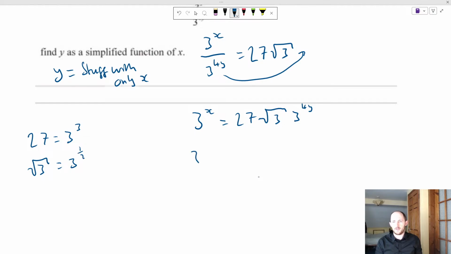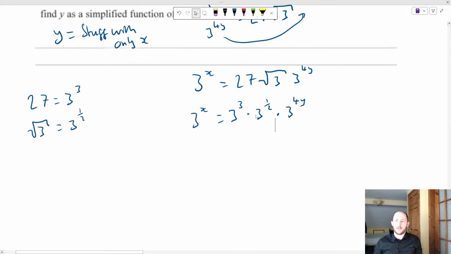So let's go. We have 3 to the power of x equals 3 cubed times 3 to the power of a half times 3 to the power of 4y. Now, if you remember, when you multiply bases, you add the powers. So let's quickly do that. 3 to the power of x equals 3 to the power of 3 plus a half, which is 3.5, which is 7 over 2, plus 4y. Good. Everything is now base 3.